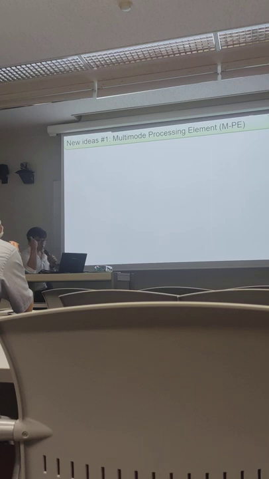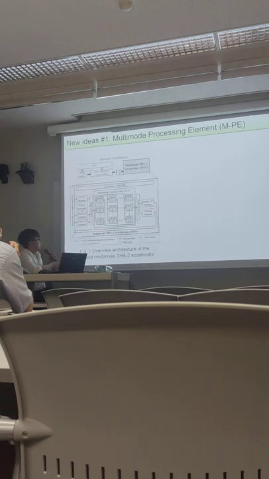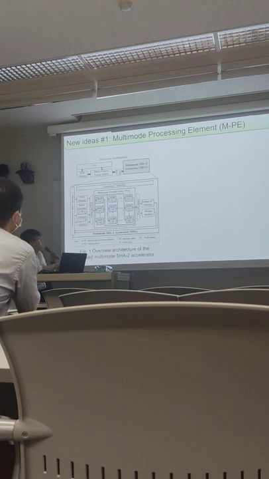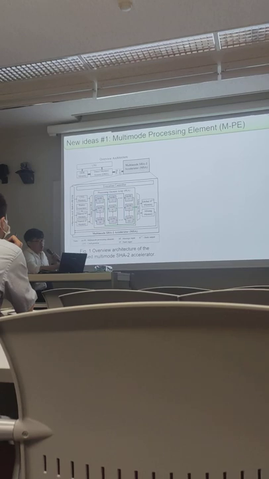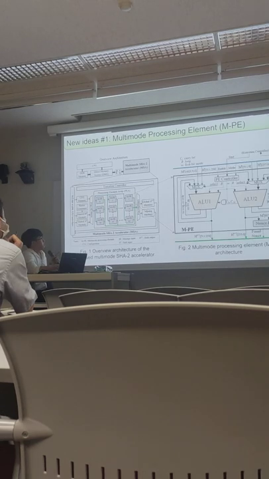So, going back to my proposed architecture in the first accelerator, to achieve these goals I propose three new ideas. The first one is the multi-core processing element. As you can see here, this is the overview architecture of the proposed multi-mode SHA-2 accelerator at the system-on-chip level. Idea one is located in the multi-mode processing element here.